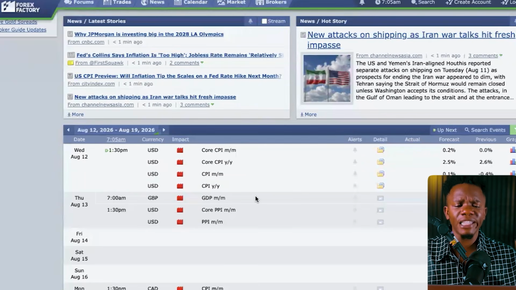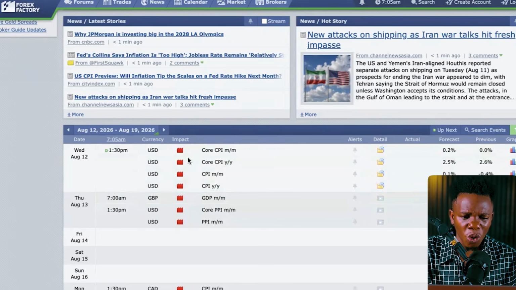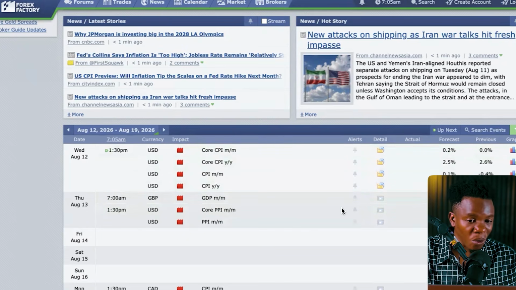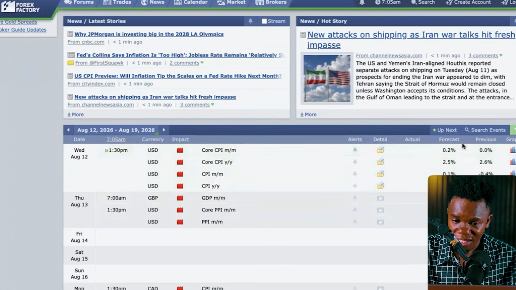So the way I do it as a professional trader, first of all, we already know the time of the news, all right, 1:30 p.m. Now, everything here, none of them matters to us anymore. We don't care about the actual report, because when the news get released, you will see all these things you guys are seeing here, forecast, previous, all of this.